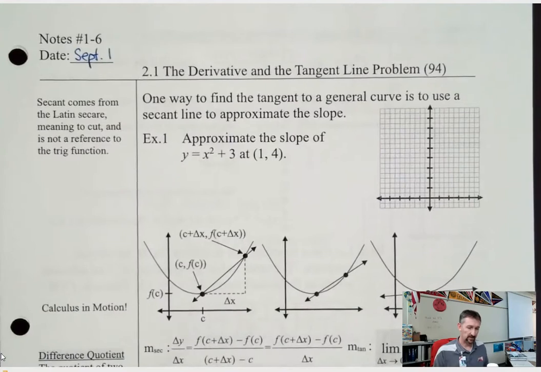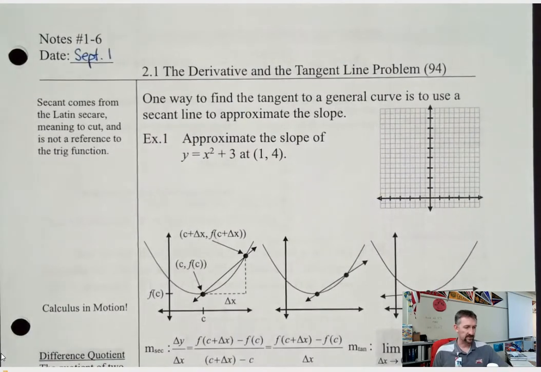Alright, so we're talking about the derivative and the tangent line. Calculus AB has three main topics: limits, which we've covered pretty much, derivatives, and integrals. So limits, we've gone over that. Now we're going to start derivatives.